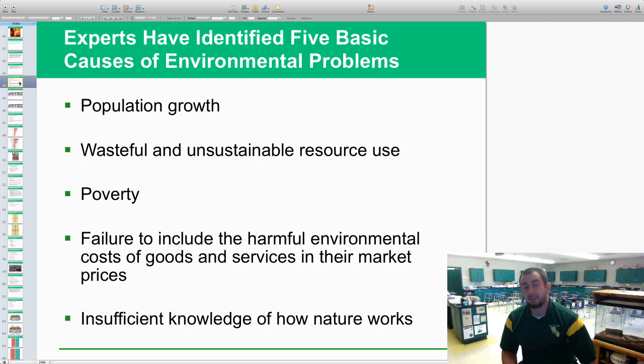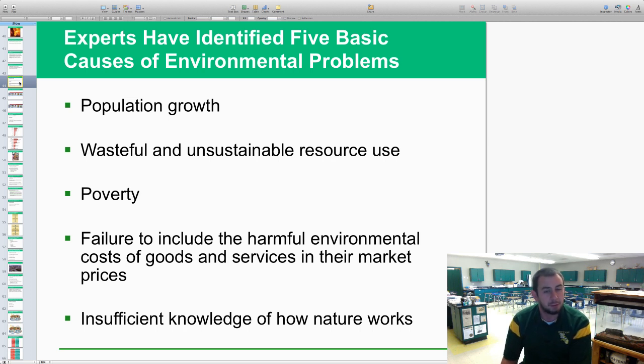The experts identified at least 5 basic causes, major causes of environmental problems. I strongly encourage you to think about these as you go into the first quiz, as well as just overall throughout the book. But population growth is the number one. The second one is the imbalance of resource use, so wasteful and unsustainable resource use. Third one is poverty. Actually, poverty causes a lot of environmental problems, and we'll discuss that later.